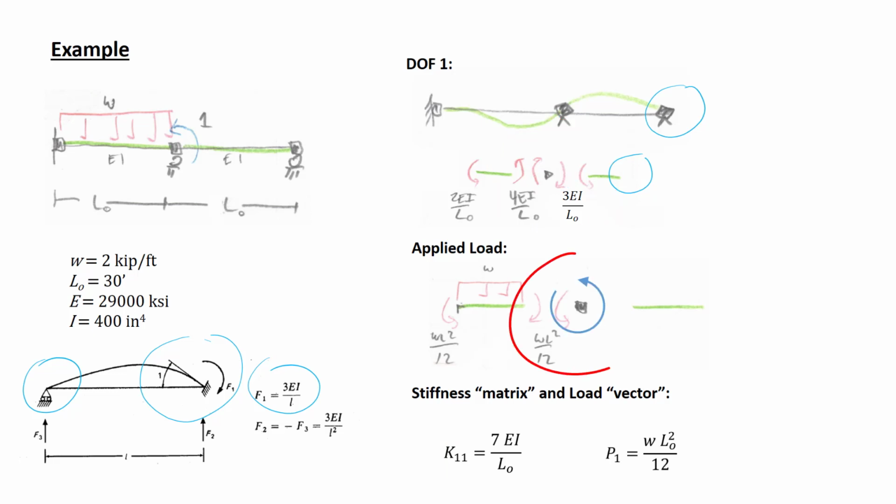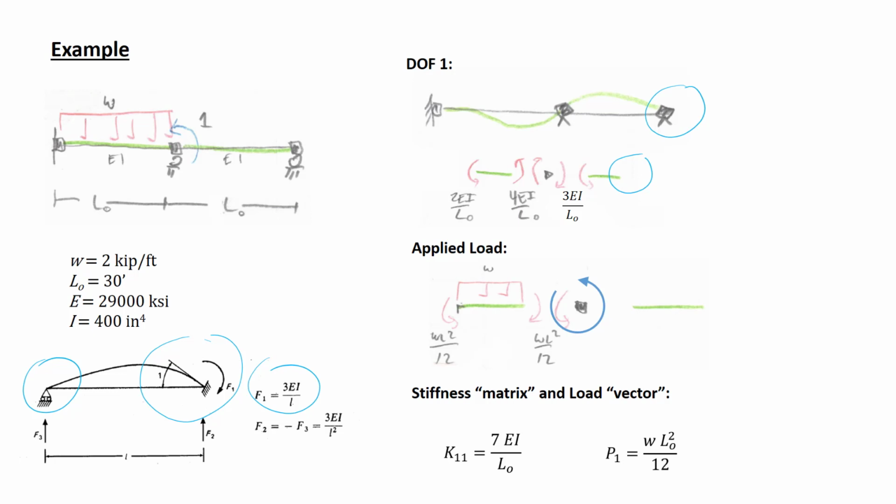Looking at the applied load, the term P1 is the force at degree of freedom 1 due to the fixed end forces from the applied load. The value of the force at degree of freedom 1 is WL squared over 12. The direction is in the direction of the degree of freedom, so the sign is positive. Now this example doesn't show loading on the member with the moment-free end. This is something for the homework problem.